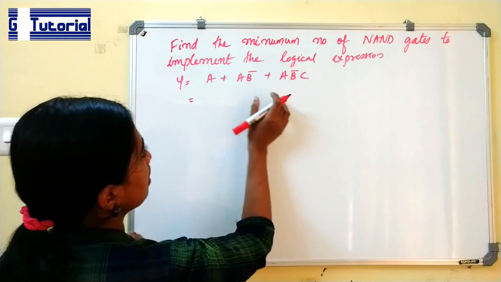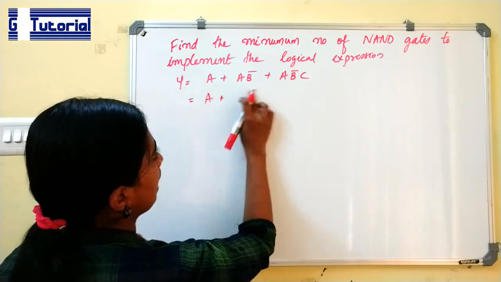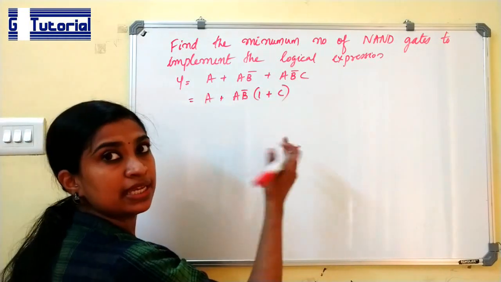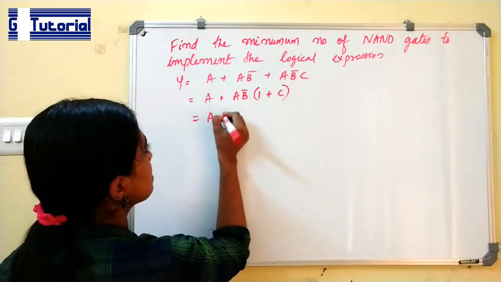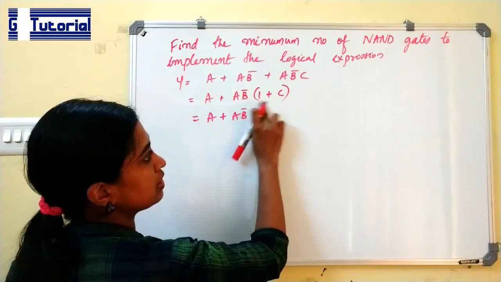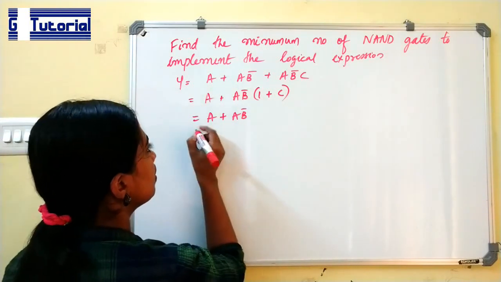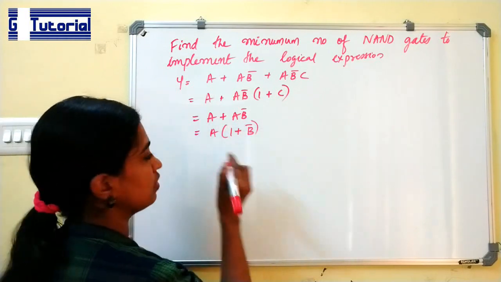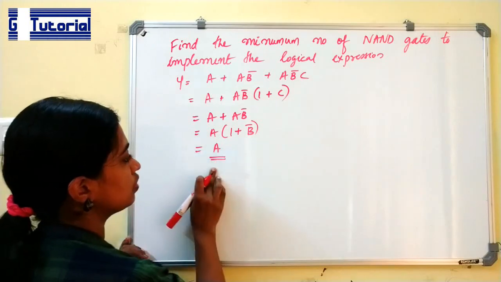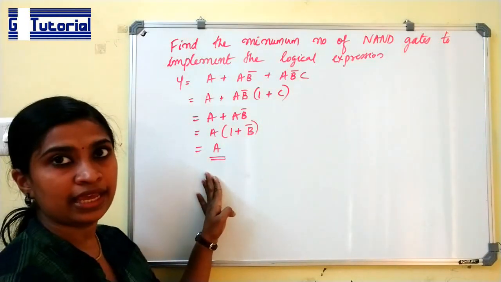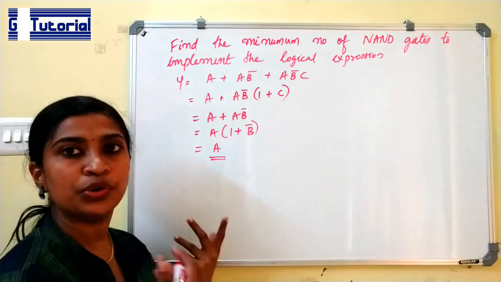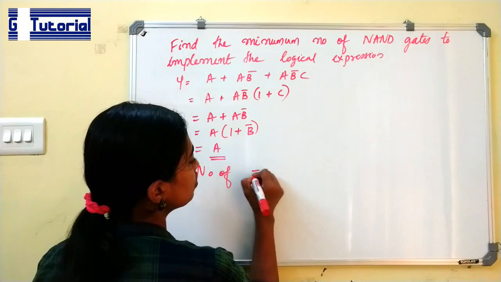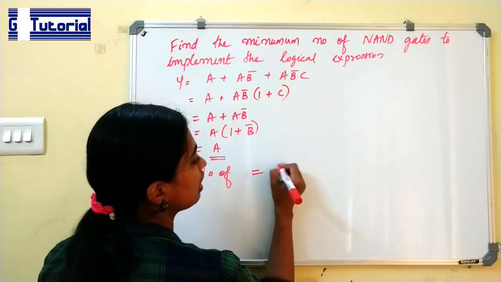Let us reduce it. From here and here we can take AB bar common. So AB bar into (1 plus C). 1 plus C is 1, since 1 plus anything is 1. So A plus AB bar dot 1, and AB bar dot 1 is AB bar. From here we can take A as common, A into (1 plus B bar). 1 plus B bar is again 1. So A dot 1 is A. So the reduced expression of Y is A. Here for implementing A we do not require any gate. So the number of NAND gates required is equal to 0. We do not require any gates.